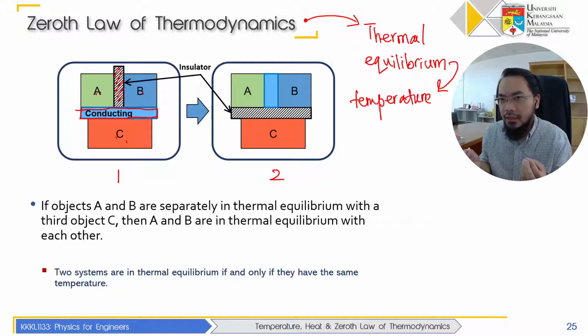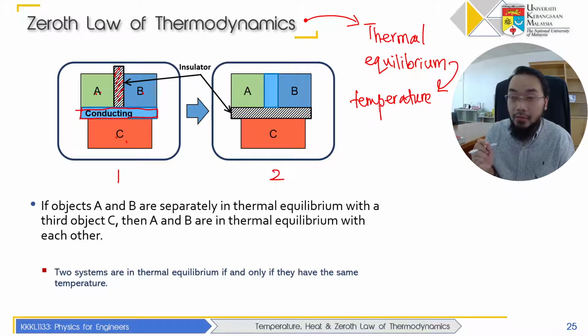You might find this description to be a no-brainer. Everybody knows this, right? If A and C are at the same temperature, and B and C are at the same temperature, that means A and B must also be at the same temperature. Yes, you are right. By observation, you know that. By experience, you know that. But that is something that we need to define. So the zeroth law of thermodynamics states that two systems are in thermal equilibrium if and only if they have the same temperature.